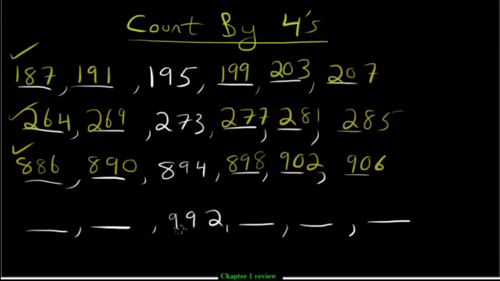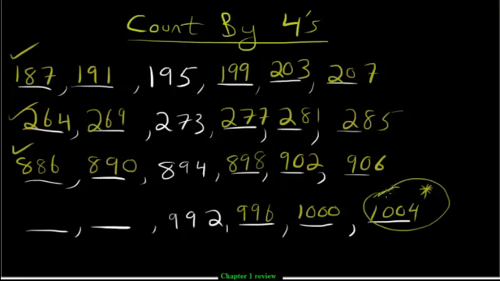And the last example, 992, 4 more makes 996. 4 more makes, or actually, what am I writing here? It's 1,000. And then 1,004. This is a bonus one. If you got this right, it's just a bonus question. Good for you. Otherwise, don't worry too much about it. You'll never get a question like this on a grade 3 exam.